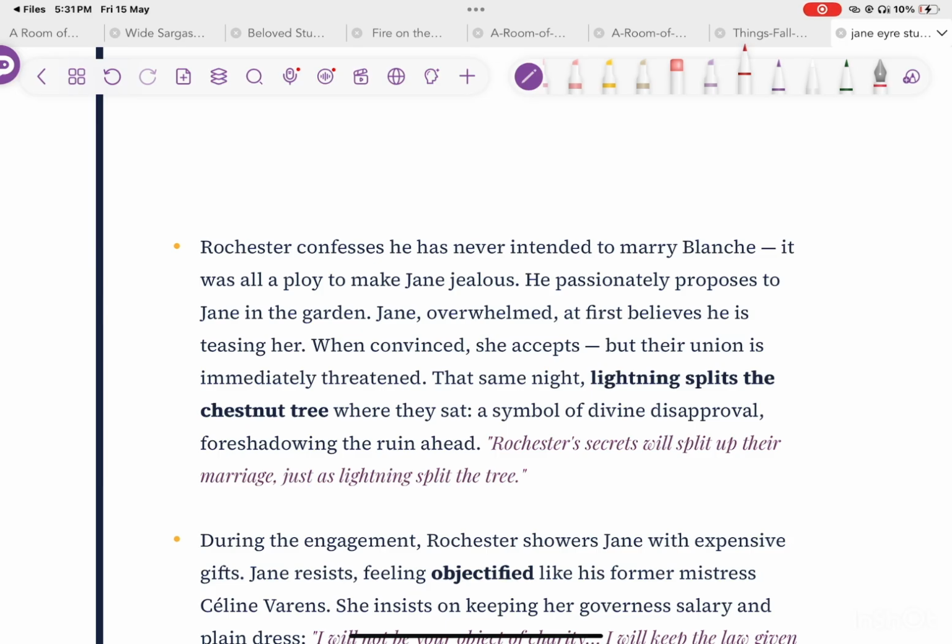The same night, lightning splits the chestnut tree where they sat, a symbol of divine disapproval, foreshadowing the ruin ahead. Rochester's secrets will split up their marriage, just as lightning split the tree.